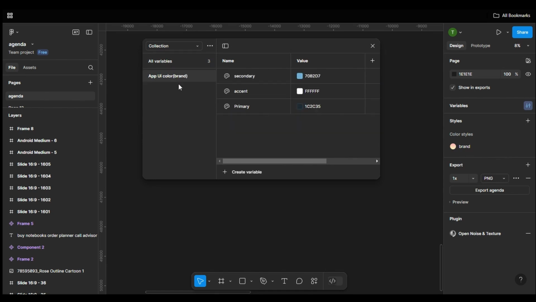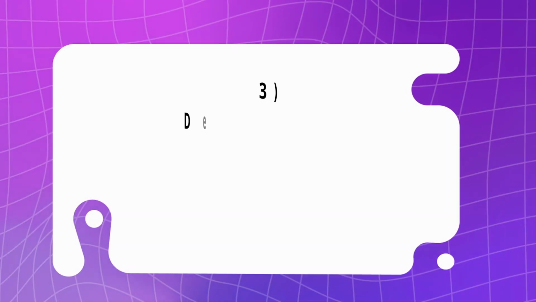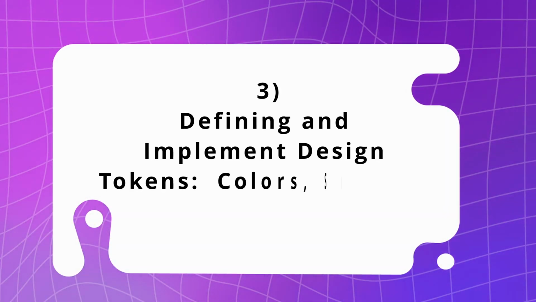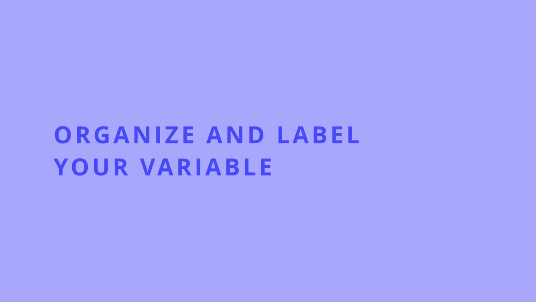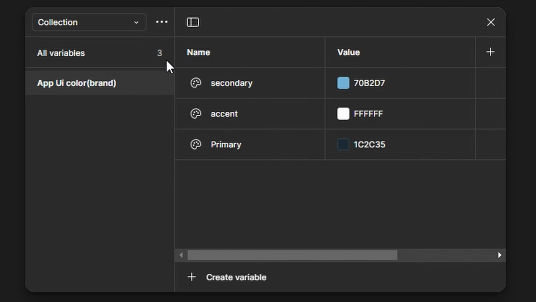By now, you have set up your first color variables. So let's move on to organizing these colors into collections. So let's move on to defining design tokens. First, organize and label your variables. Now that you have a color palette, it's time to organize your variables into collections.